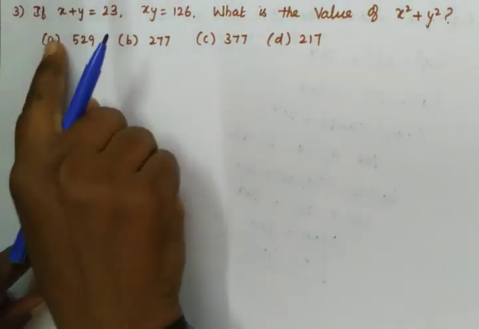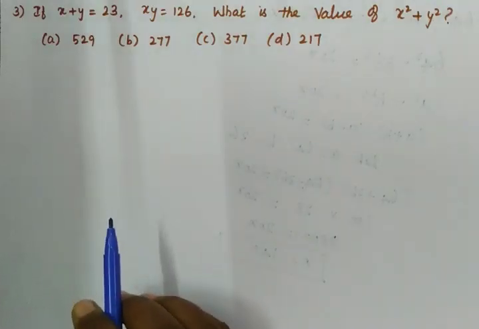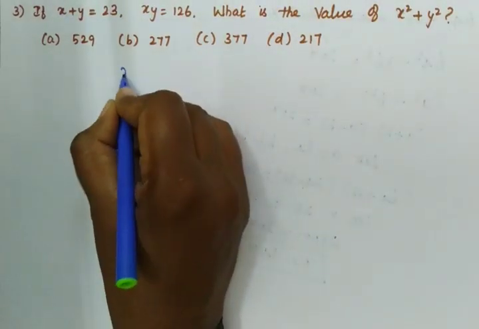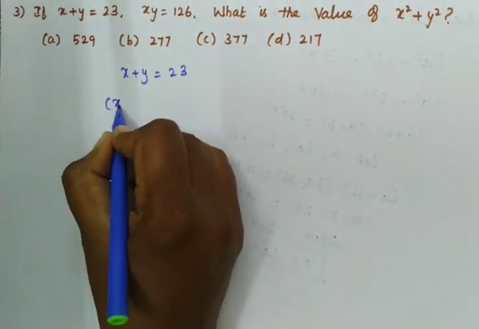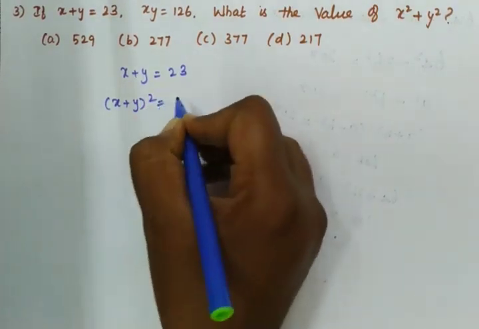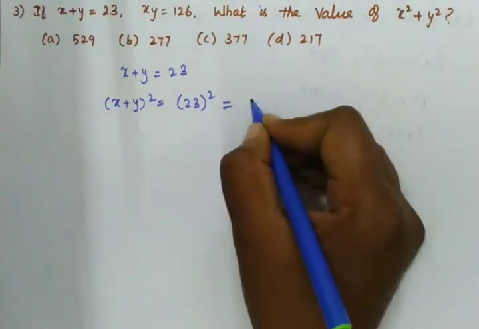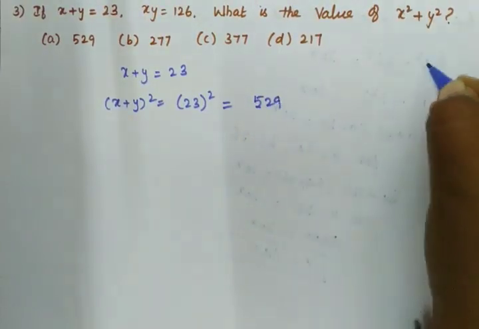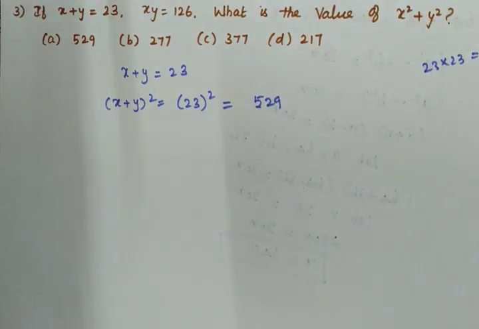Now listen, if x plus y is equal to 23, xy is equal to 126, what is the value of x square plus y square? And these are the options. So they have given x plus y, which is equal to 23. Now x plus y the whole square will be equal to, we have to substitute 23 square. So 23 into 23, if you multiply this, you will get 529.